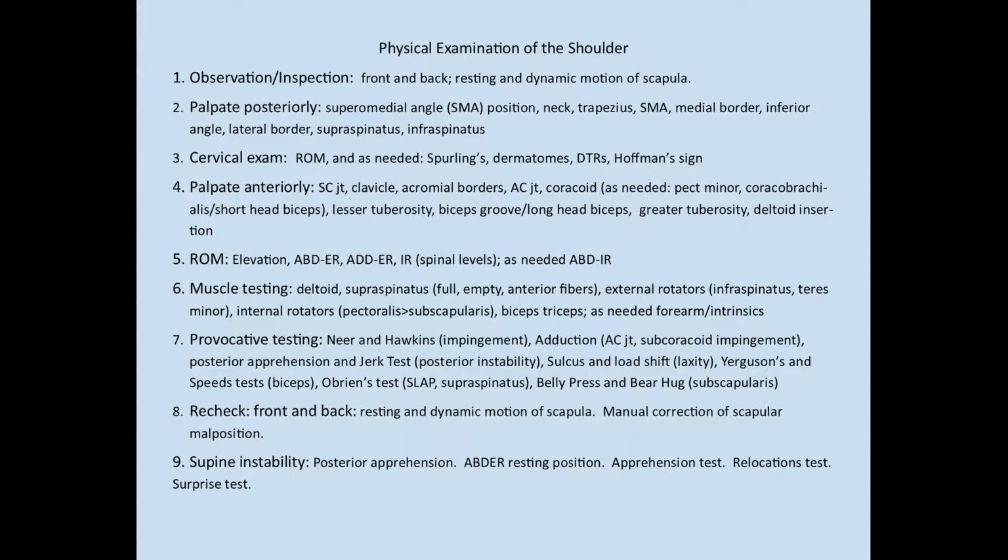Posterior apprehension is done first with cross adduction and posterior load as done in the sitting position. Then we place the patient in the abducted external rotation resting position, in the position of their comfort. Then we apply an apprehension test, followed by a relocation test, and then a surprise test.